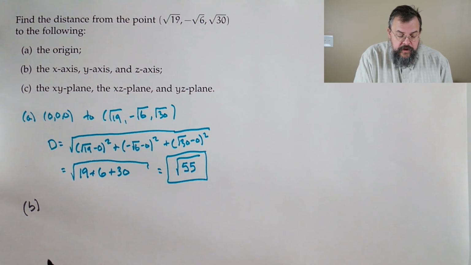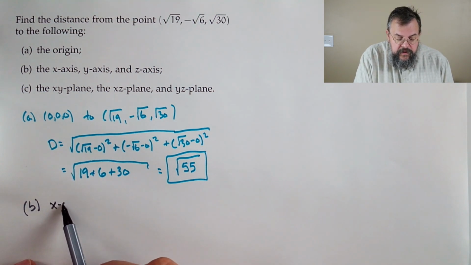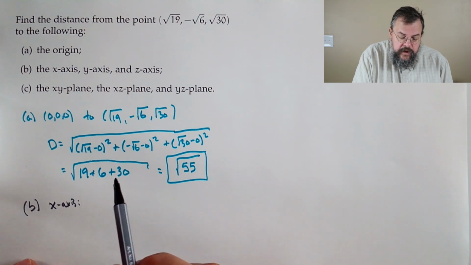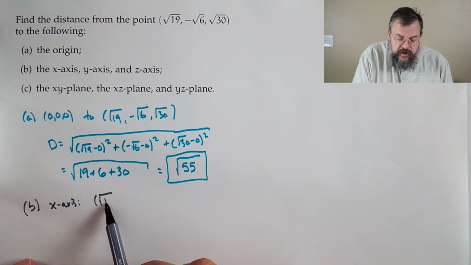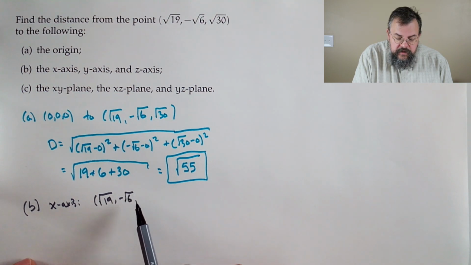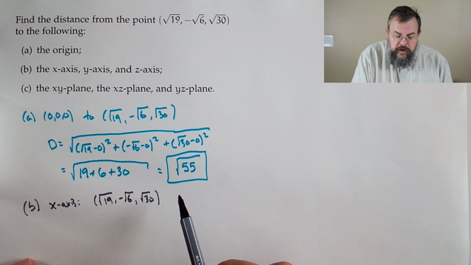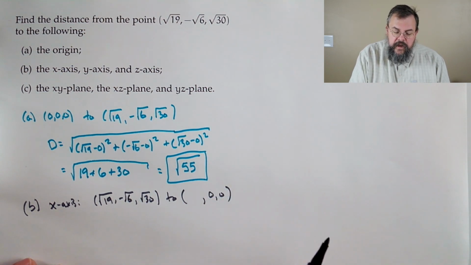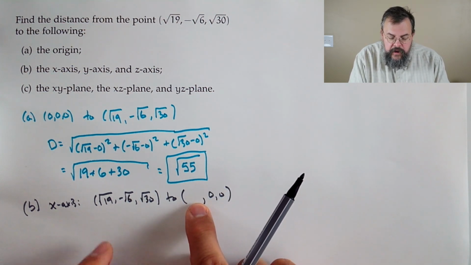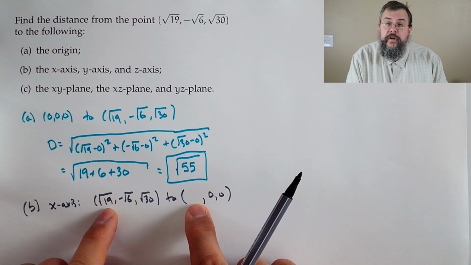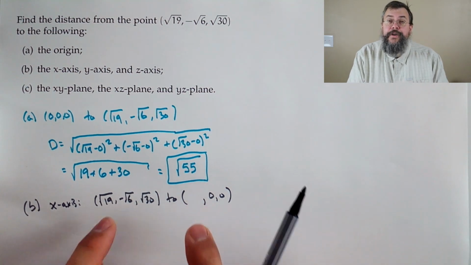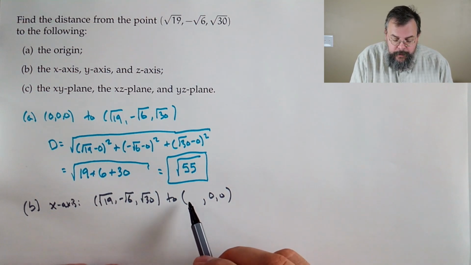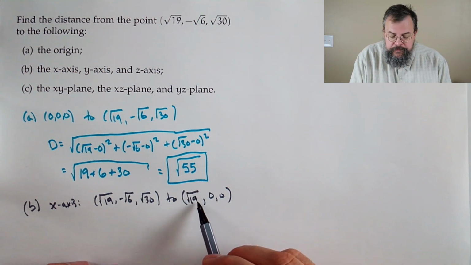So if I want to do the x-axis, what I would do is I would say, look, if I have a point, square root of 19, negative square root of 6, square root of 30, well, then it's going to have something 0, 0 on the end. And what I do here is I say, look, I want to make these two as close as possible. Well, you can't be any closer than being the same. And therefore, we make this square root of 19 as well.